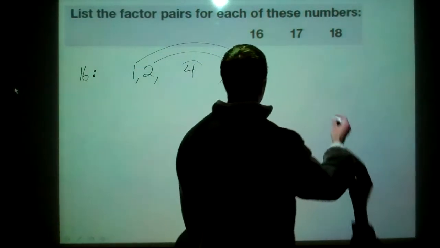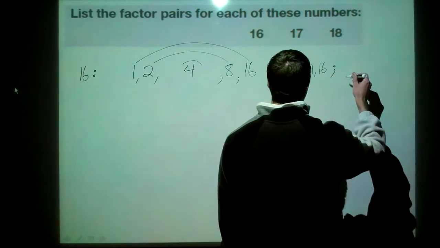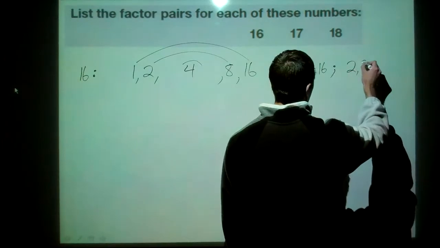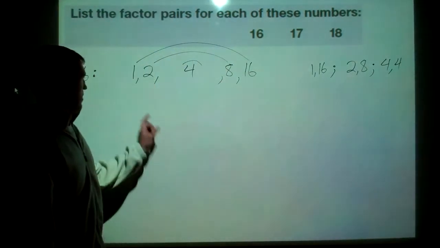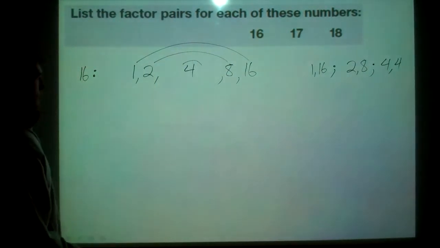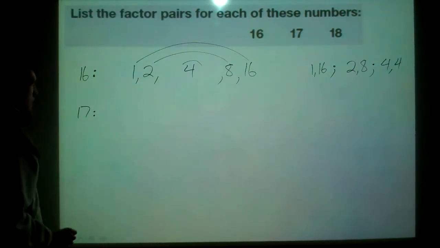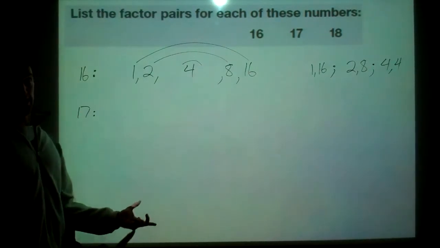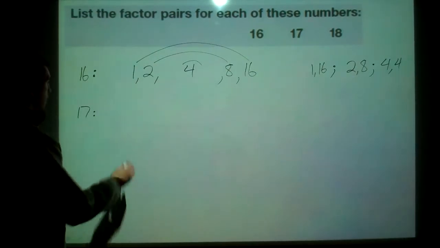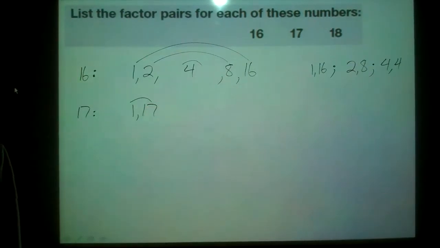If we wanted to list them, it would be 1, 16, 2 and 8, and then 4 and 4. I would be okay with the rainbow chart. I think that's fine. 17. Well, the only two that go into 17 or divide 17 evenly, or multiply to get 17, that are whole numbers anyway, are 1 and 17. So 17 then is a prime number, only has 2 factors.